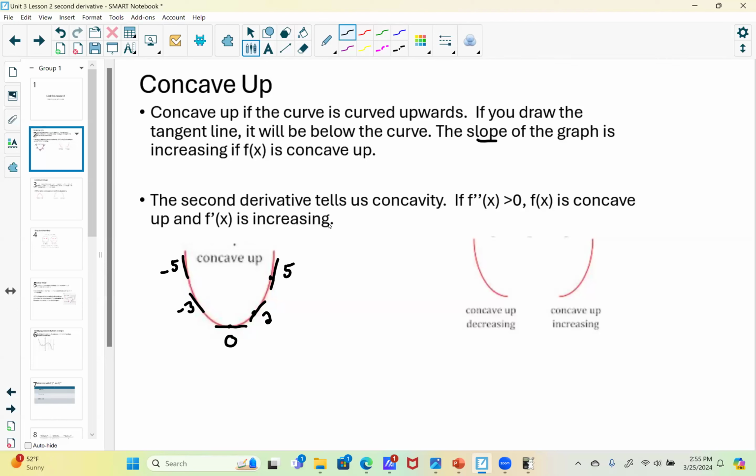So the second derivative of a function tells us concavity. And if the second derivative is greater than 0 or positive, my function is concave up. And the derivative is increasing because again, the slope is the derivative. So the slope would be increasing. And because the slope is increasing, when I take the derivative again, that derivative is positive. So the main thing we'll talk about is if my graph is concave up, the derivative is positive. That's the key thing.